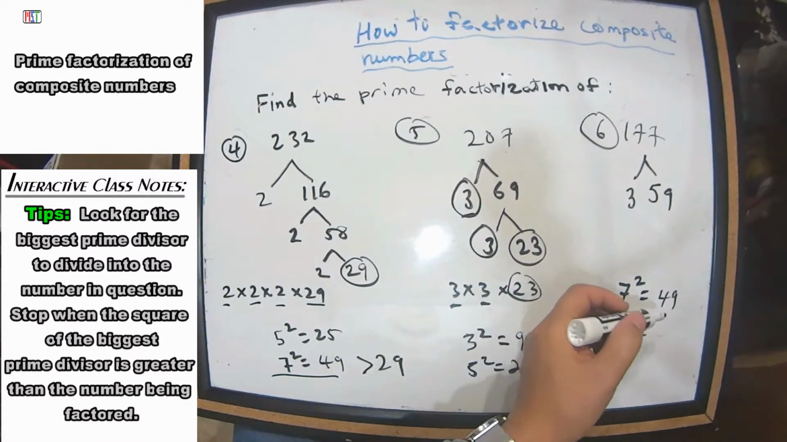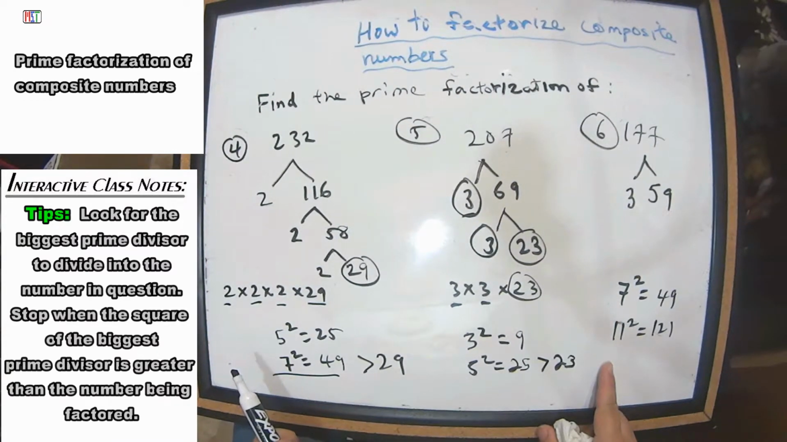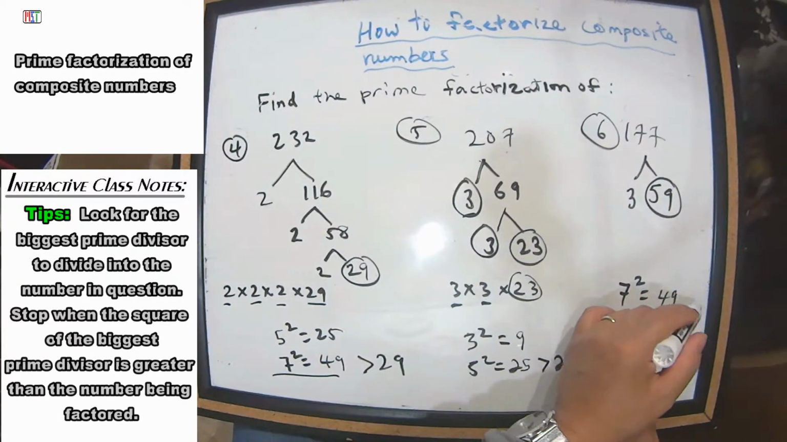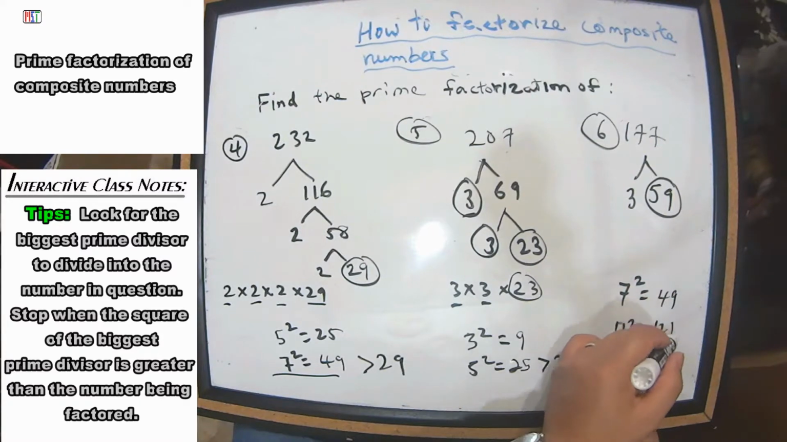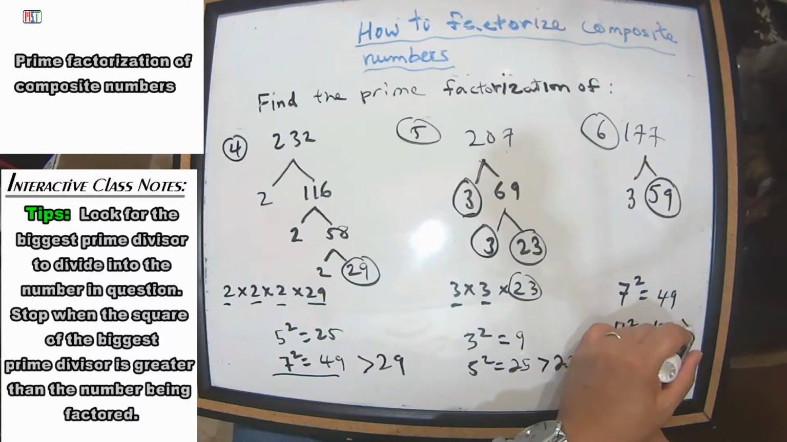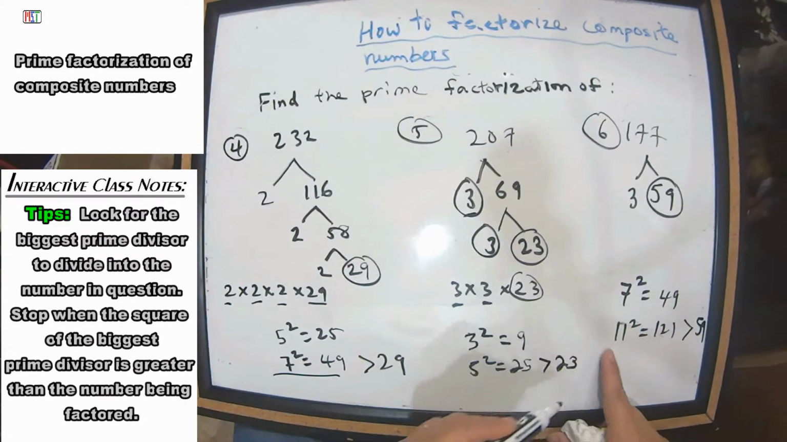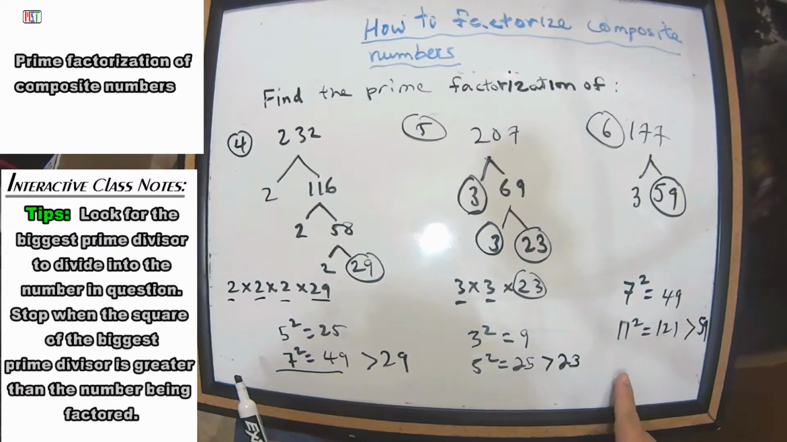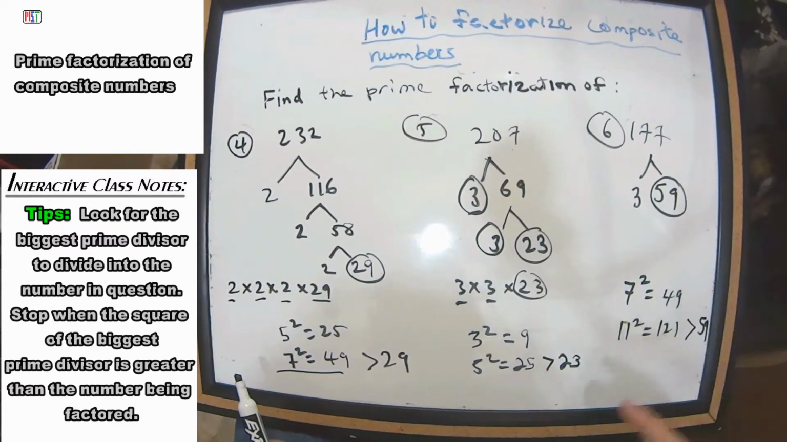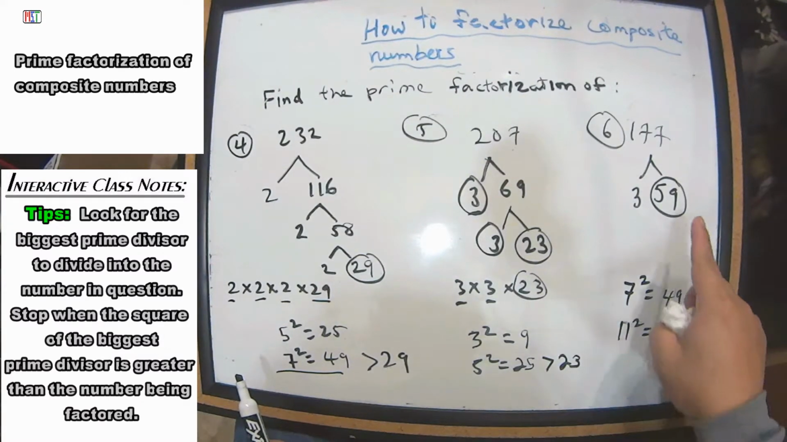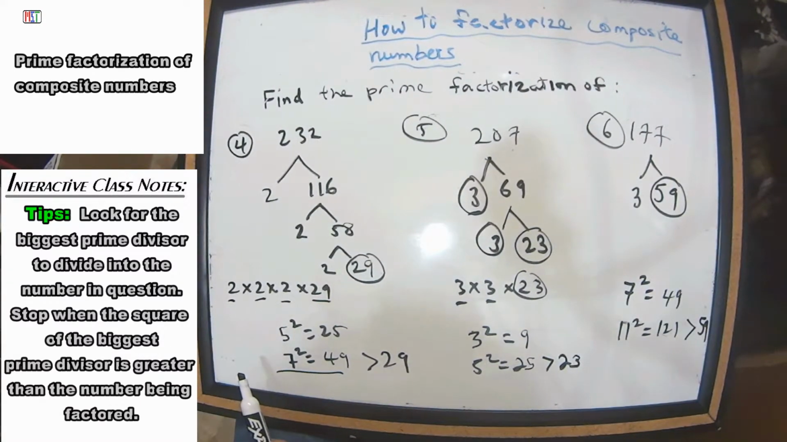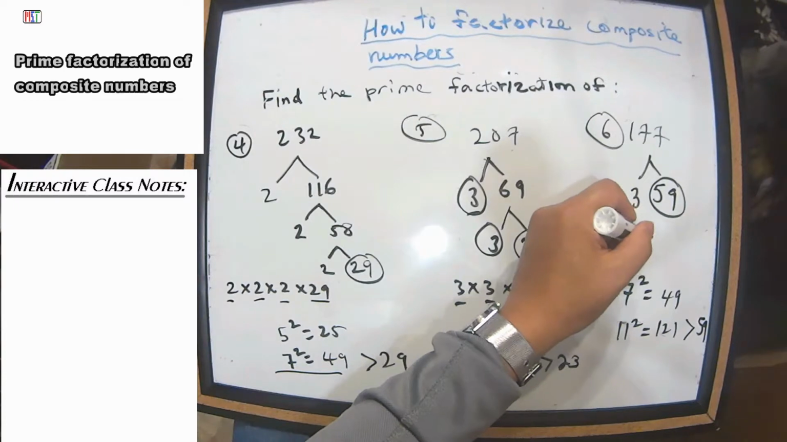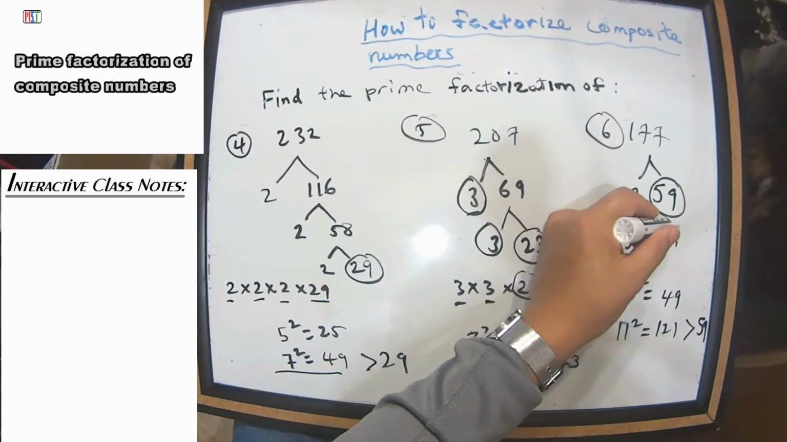11 squared is 121. Okay, so notice that the number 59 is greater than 49 but less than 121. So we're going to stop at this 11 prime divisor here. We don't need to go further to find other prime divisors to determine whether this is a prime number or not. It is now determined to be a prime number. Okay, so the prime factors of 177 are 3 and 59.